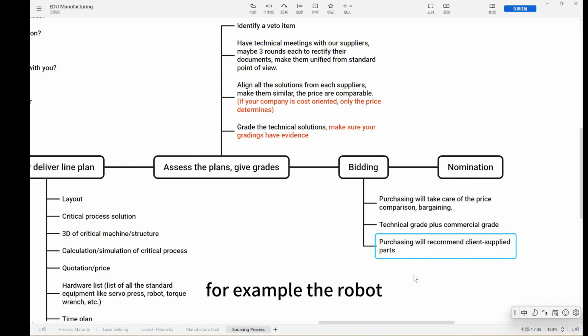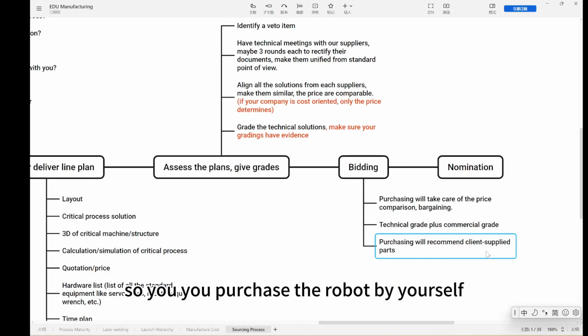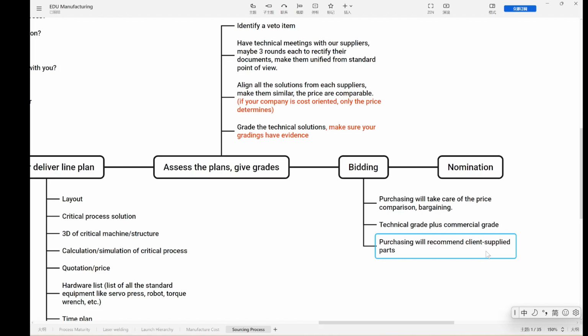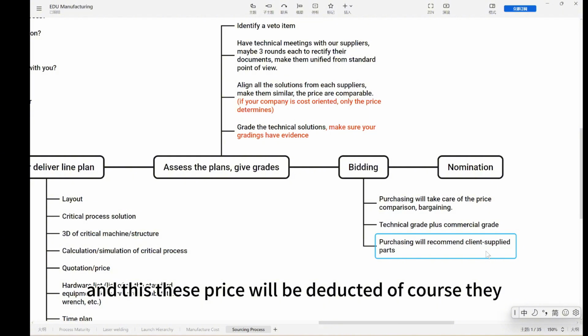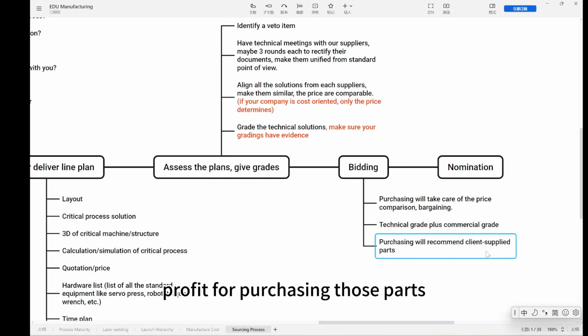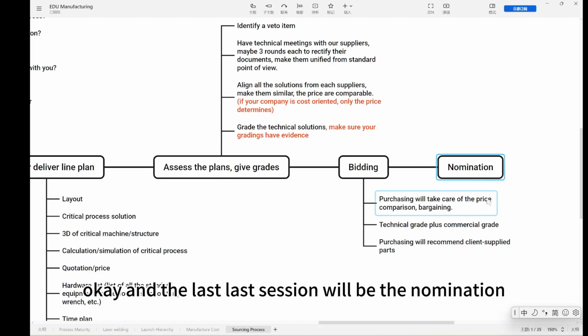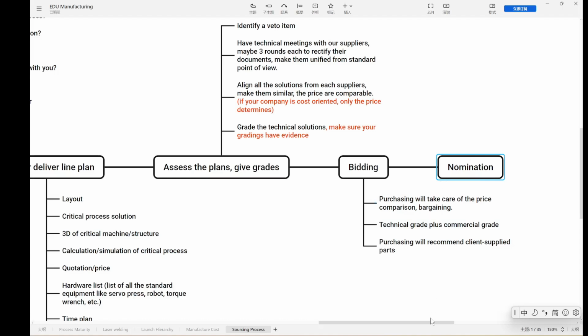For example, the robots. If your company is big enough, they will get a better price for the robots than the line supplier. So you purchase the robot by yourself and deliver it to the line supplier. They will be happy to take it, and this price will be deducted. Of course, those suppliers will lose the chance to earn profit from purchasing those parts, but they have to take it. They have no choice.